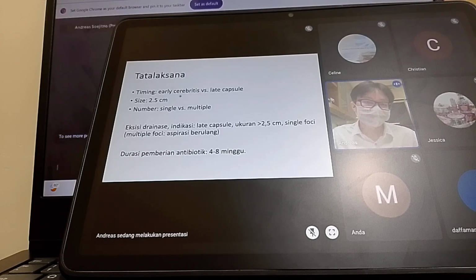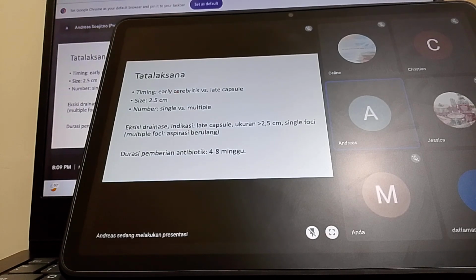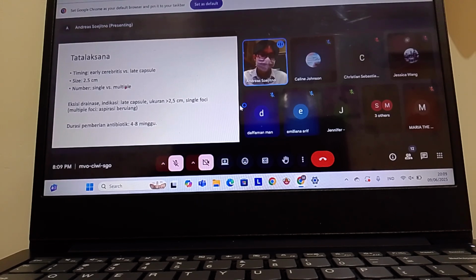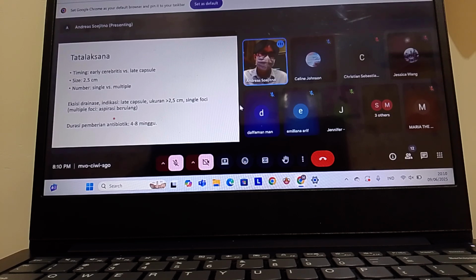The treatment depends on several factors. The first one is the onset when the patient comes to you. If it's early cerebritis, if the abscess is not really obvious, if the pus formation is not well defined, and if the size is less than 2.5 centimeters, and if the number is multiple, then you opt not to do any surgery. We treat it instead with antibiotics for about 1 to 2 months, so about 4 to 8 weeks, and you can redo the CT scan or MRI to see if there is any resolution of the symptoms or of the lesion on the brain.